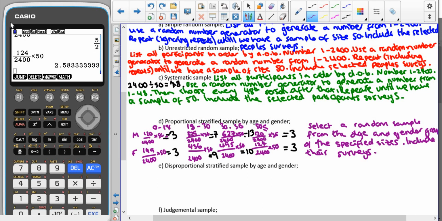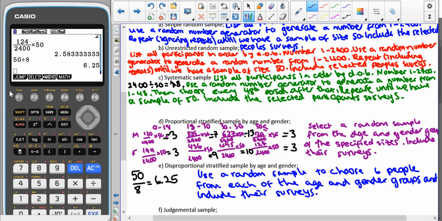So for a proportional stratified sample of age and gender, we would have 3 males between 0 and 18, 3 females between 0 and 18, 7 males between 18 and 30, 9 females between 18 and 30, 13 males between 30 and 50, 10 females between 30 and 50, 3 males over 50 and 3 females over 50. And we would select a random sample from the age and gender groups of the specified size in that table, and we would include their surveys.